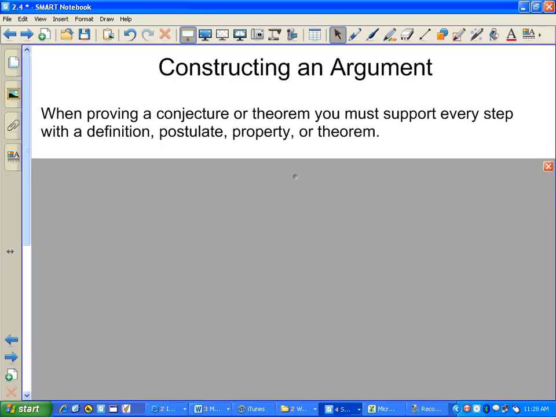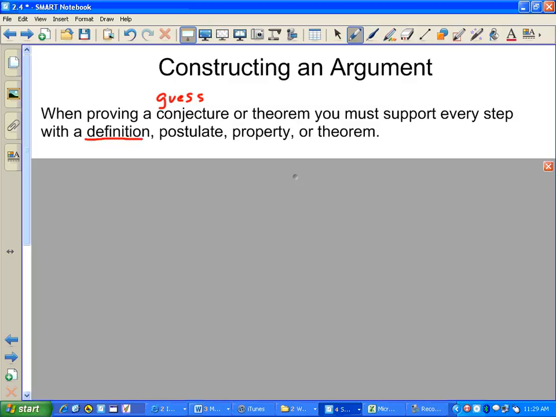So we're going to start with a real basic system for this. When we're constructing an argument in geometry class, we're going to do it in a very systematic way. A conjecture is just a guess. If I think that a certain property is true all the time, that's my conjecture. I'm guessing that it's true. In order to prove that, I'm going to have to show the steps to prove that it works every time, and every time I write down a new step, I'm going to have to support that step. I have to give a reason for it.